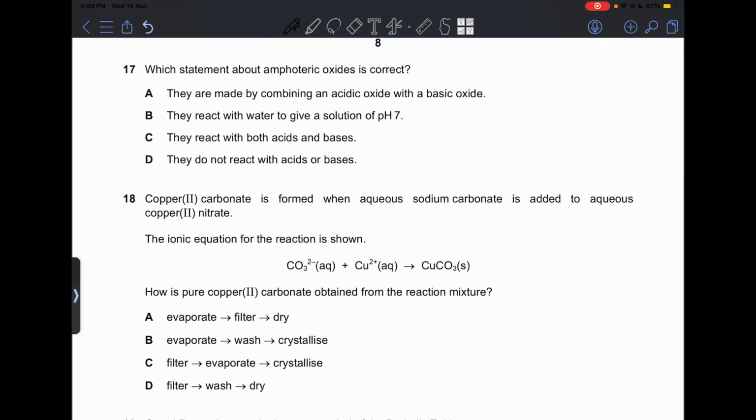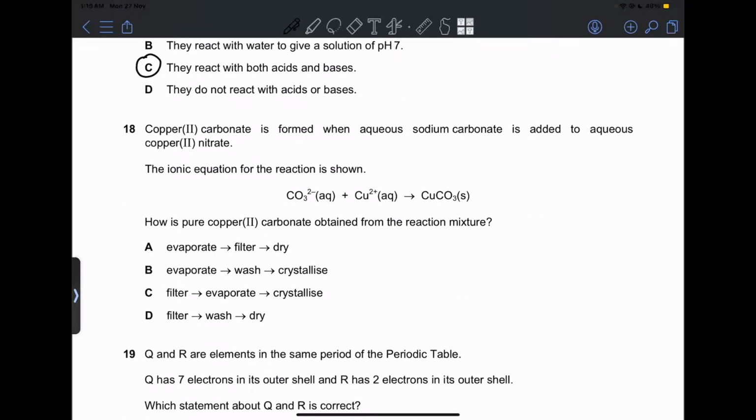17. Which statement about amphoteric oxides is correct? A says they are made by combining an acidic oxide and a basic oxide. This is incorrect. B says they react with water to give a solution of pH 7. This is an incorrect statement. They react with both acids and bases. This is a correct answer. So our answer is going to be C.